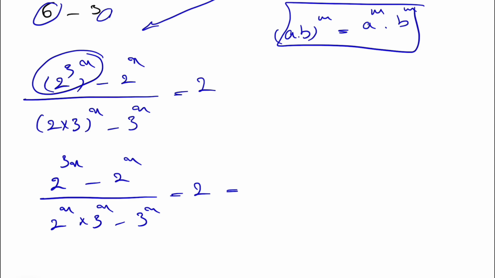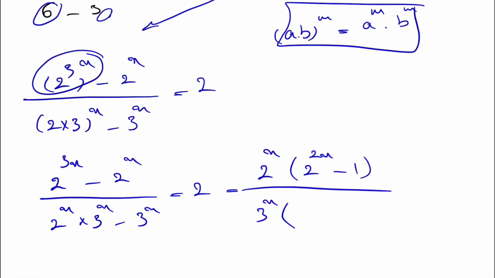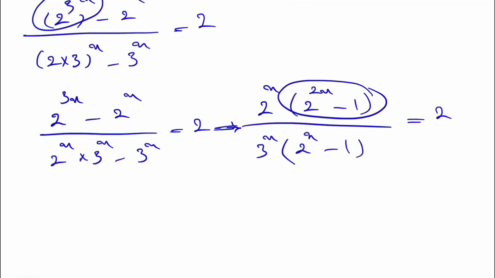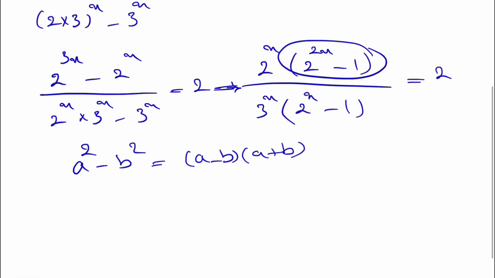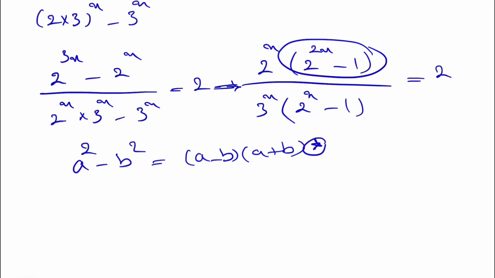And if we look at this, we'll see that from the first expression we can factor 2^x, and we'll have 2^(2x) − 1, and in the denominator we have 3^x that we can factor, and we'll have 2^x − 1, equals 2, which is what we have on the other side. And looking at this, it reminds us of our formula: a² − b² is equal to (a − b)(a + b), and we're going to use that one here.